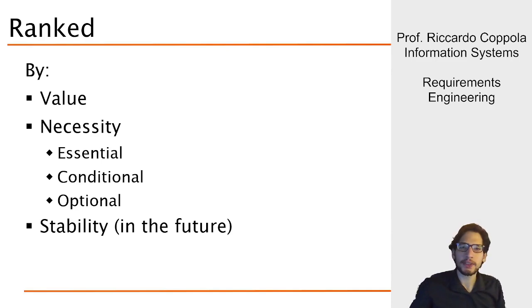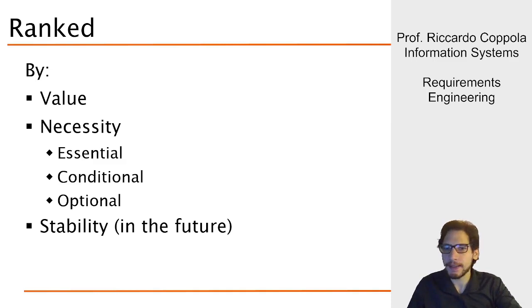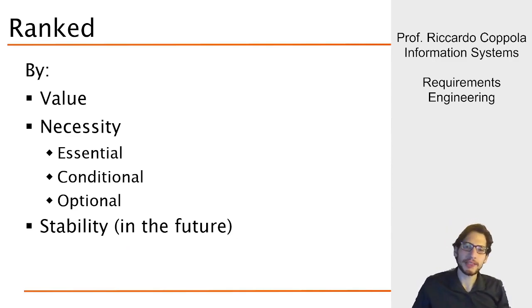On the other hand, I can also rank requirements in terms of necessity, so I can say that I have essential requirements, they must be implemented. Then I have conditional requirements, it's better that they are implemented. Or I can have optional requirements, so do whatever you want, developer. The last criterion with which I can rank the requirements is stability. So maybe I can have requirements that will stay the same forever, or other ones that will likely be modified.